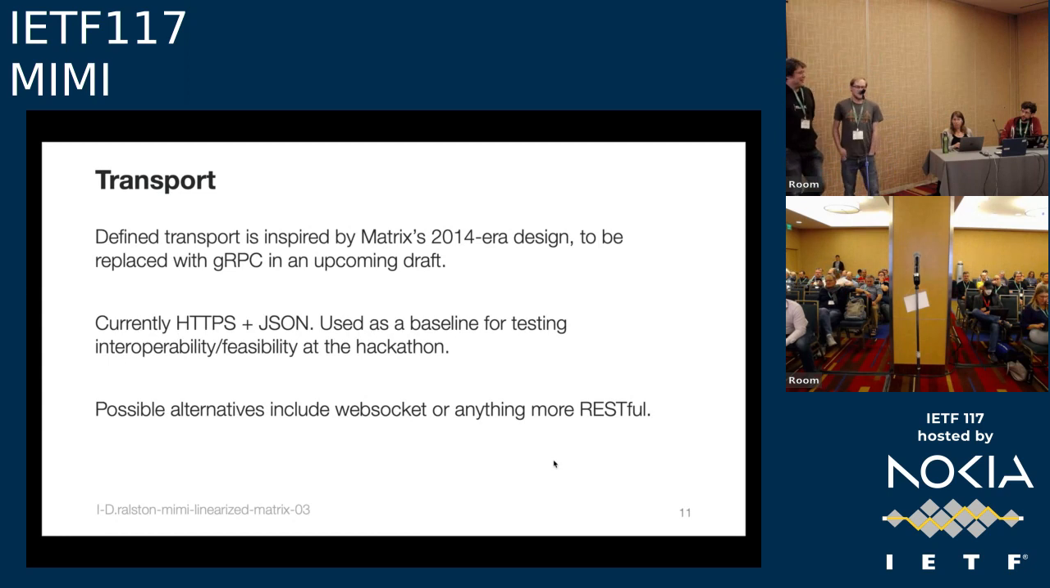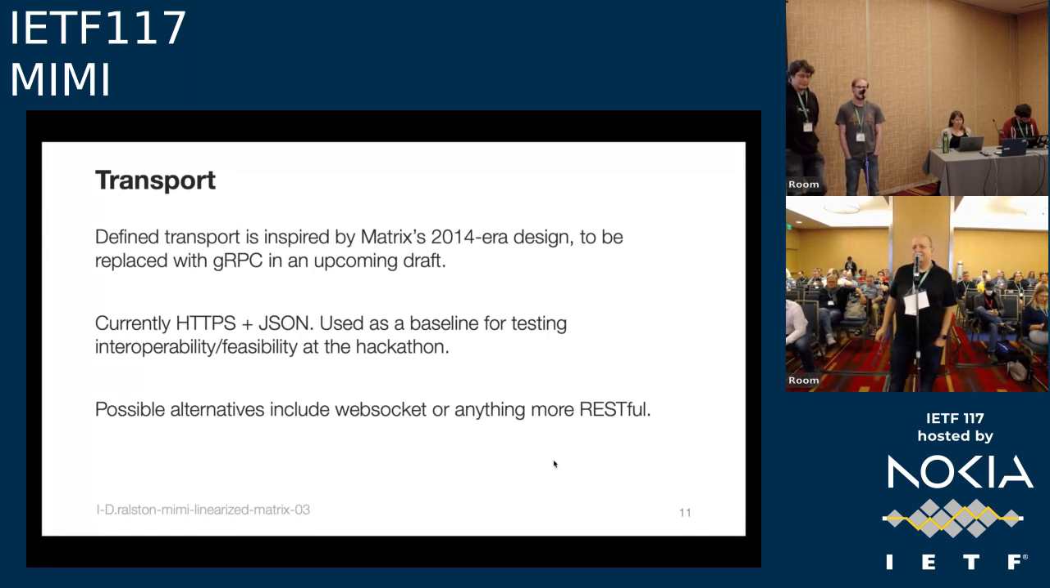I'm shorter. So yeah, with the transport, the current draft is a bit monolithic in what it does. Ideally, it would be broken down a little bit, but the current transport is inspired by Matrix's 2014 era design, and we're actively working on a gRPC replacement just as a technology to experiment with. Currently, it is HTTPS and JSON, just to baseline test what we wanted to achieve at the hackathon. Other alternatives include, obviously, anything more RESTful, WebSockets, something streaming based, but it looks like Jonathan has some questions.